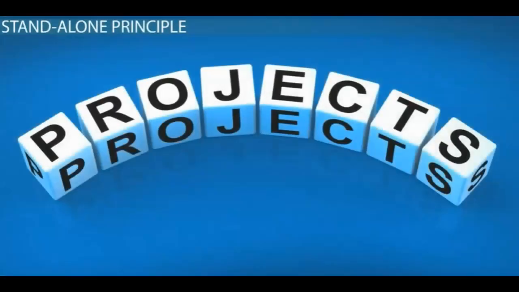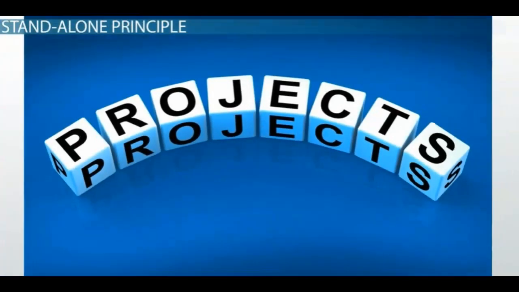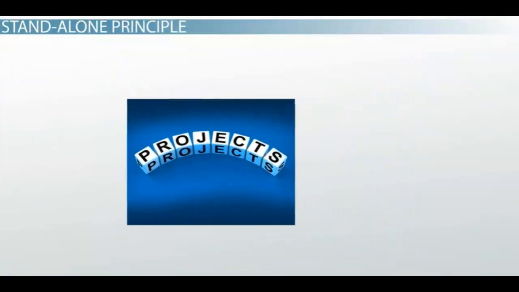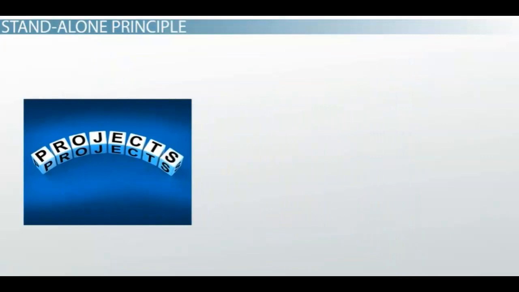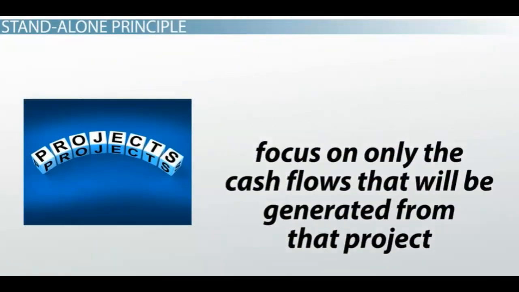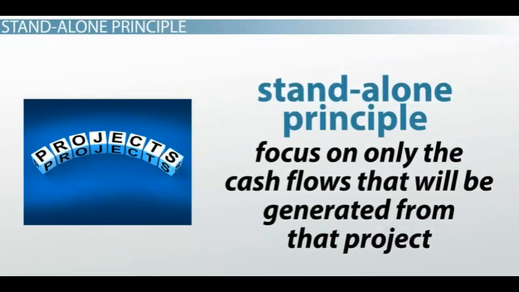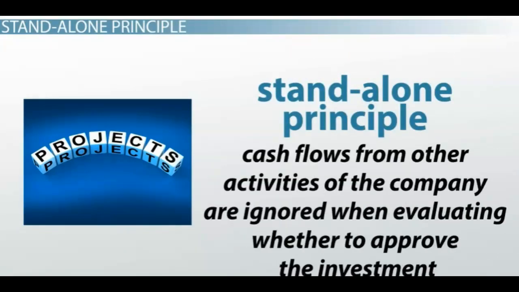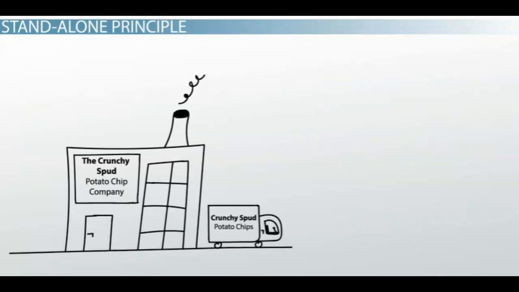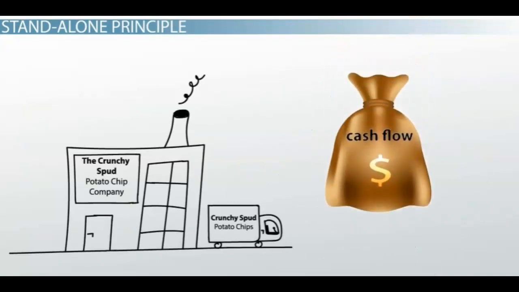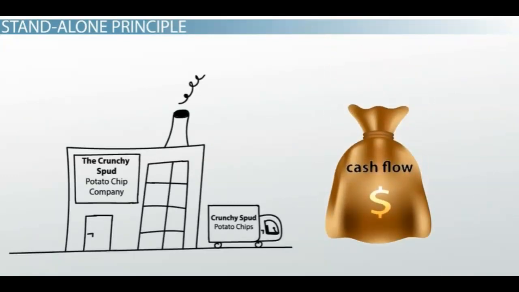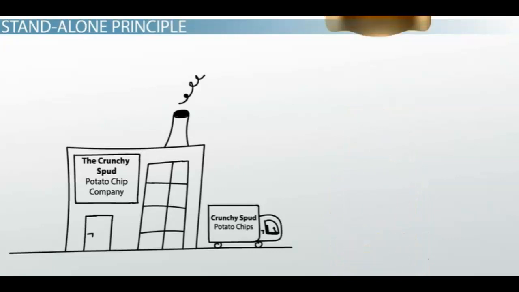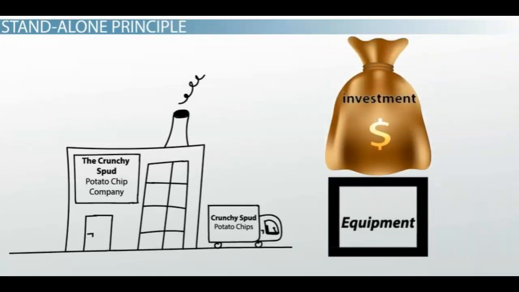Companies have many projects going on at any given time. To assess whether a specific project should be undertaken, it's necessary to focus on only the cash flows that will be generated from that project. This is known as the standalone principle. In other words, cash flows from other activities of the company are ignored when evaluating whether to approve the investment. The Crunchy Spud Potato Chip Company generates cash flows from its current product lines, but these cash flows would be ignored when evaluating whether Mr. Tater should proceed with the investment of the new machine.